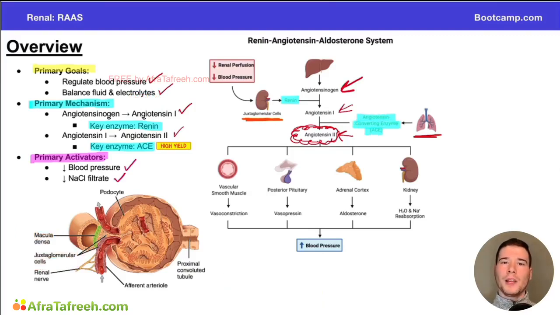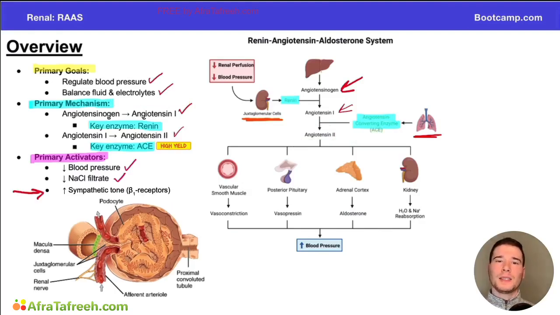Another primary activator is a decreased sense of sodium chloride at the macula densa because this is indicative of a low sodium level in the body, and thus we will activate the RAS system because, as we will see, one of the primary effects of angiotensin 2 is to actually increase sodium reabsorption in the tubules. And the third one that's less commonly tested is that we can actually activate this system by increasing sympathetic tone through stimulation of the beta-1 receptors. And the beta-1 receptor is, again, something that can be targeted with pharmacologic interventions.